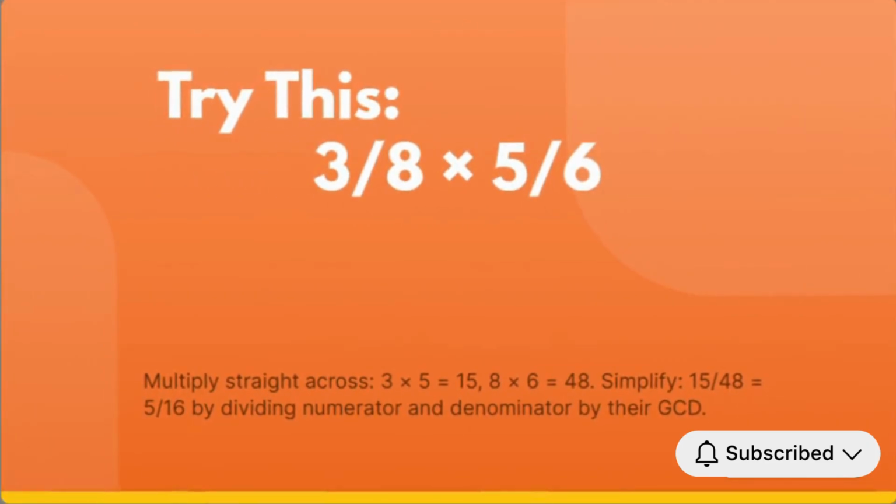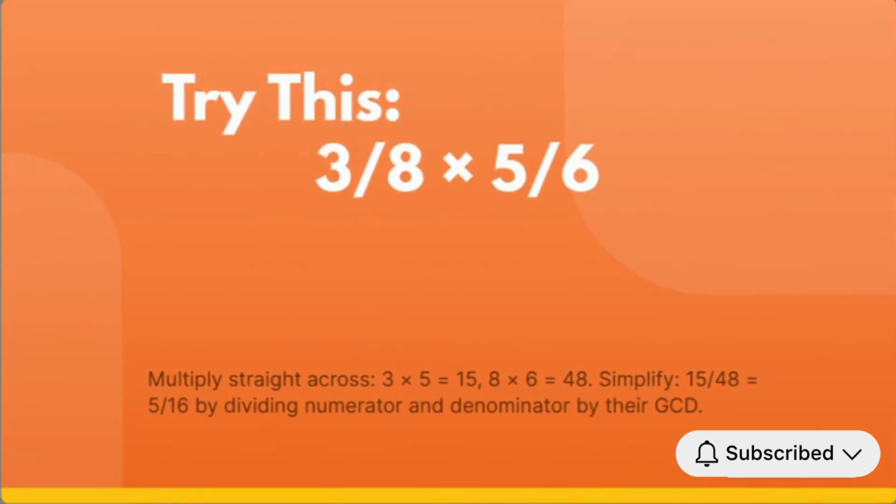Okay, now it's time for you to try some questions. We have two fractions, 3 by 8 and 5 by 6. I will not tell you the answer. You have to pause the video and solve it by yourself. I will give you a hint. You have to multiply the numerators and the denominators separately. You will get the answer below.